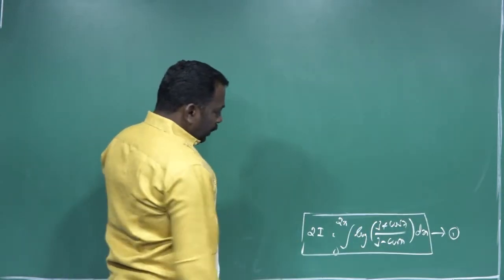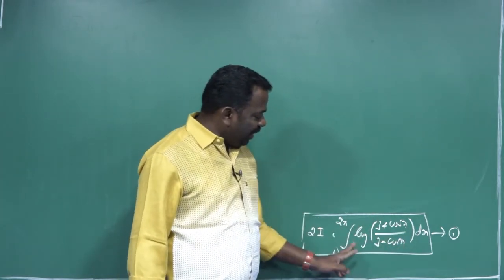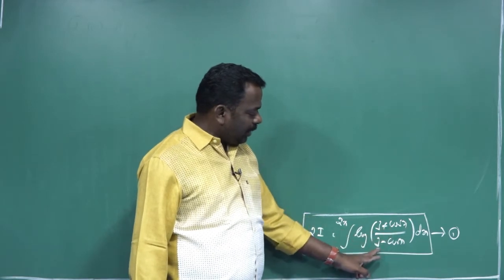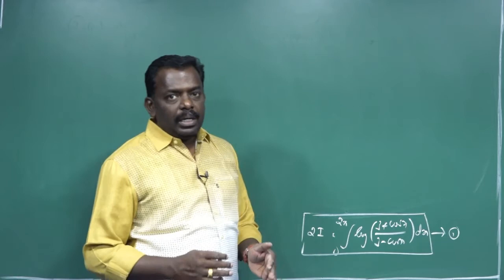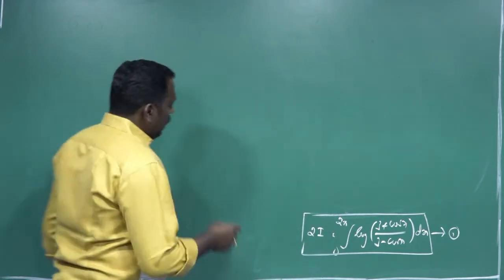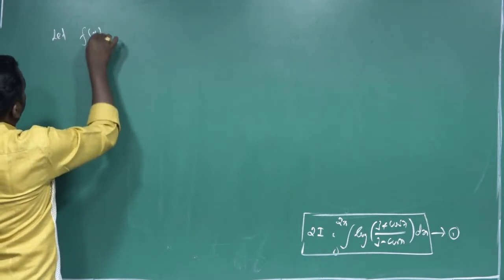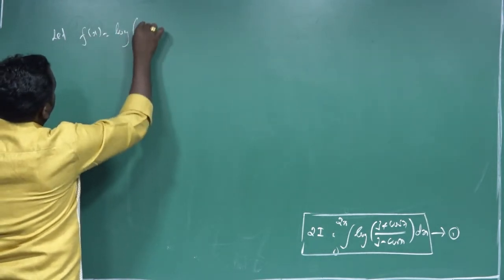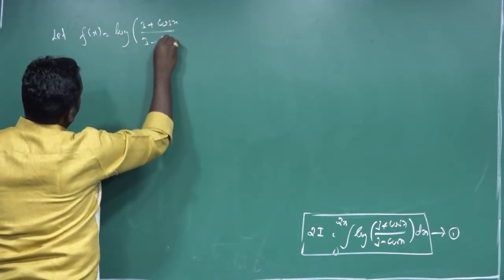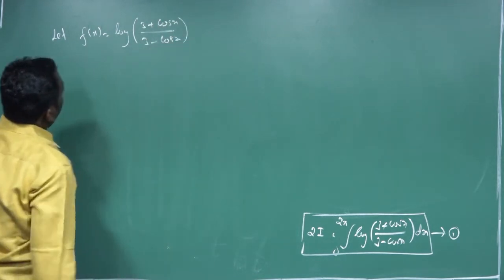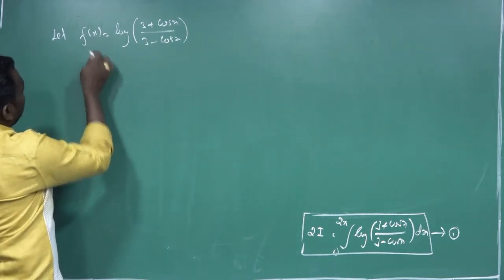Then come to the next step. The function value defined by log((3 + cos x)/(3 − cos x)) is considered as f(x). We have to verify whether it is an even function or an odd function. Now let f(x) equal log((3 + cos x)/(3 − cos x)). Now verify whether it is even or odd. What we have to do? Replace x with −x.